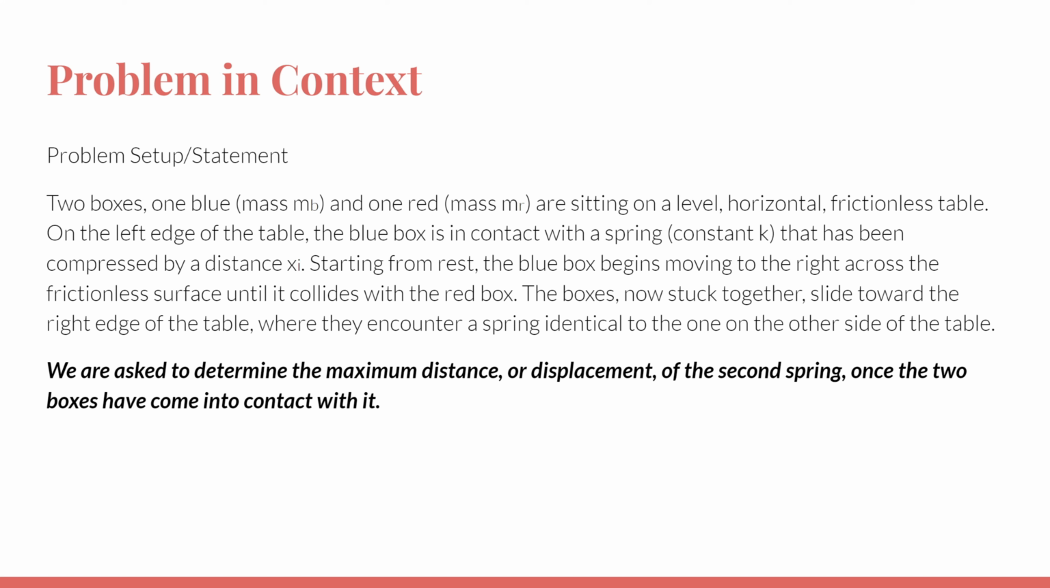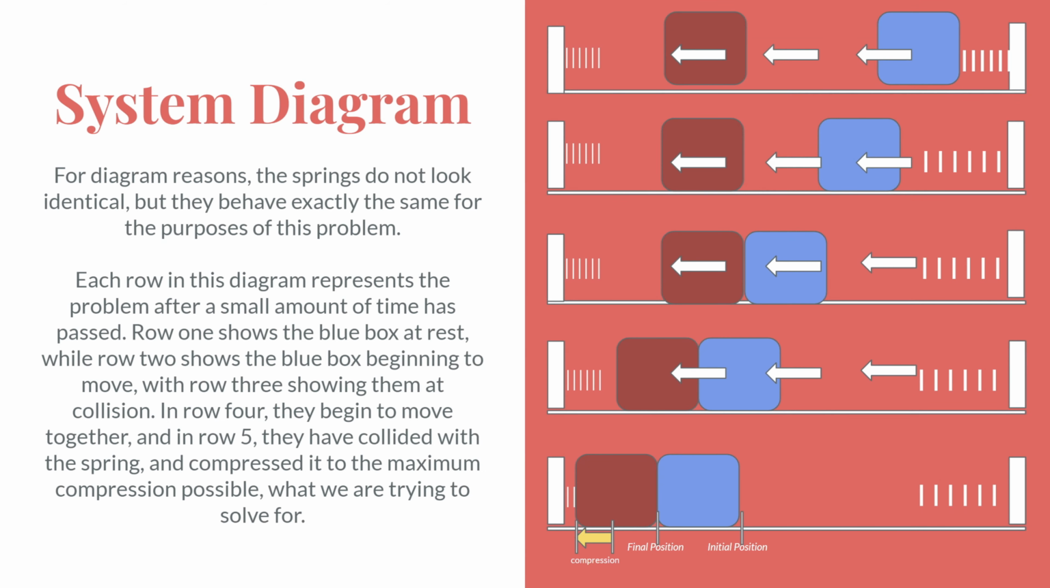We are asked to determine the maximum distance or displacement of the second spring once the two boxes come into contact with it. Based on this description alone, we can assume that most, if not all, of these forces will be along the x-axis. So here's a system diagram for this problem. The diagram was made in the slideshow, so they're not identical, but they have the same K constant as mentioned before. Each row in this diagram represents the problem after a small amount of time has passed.